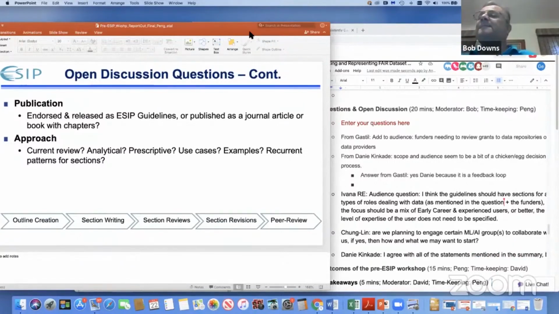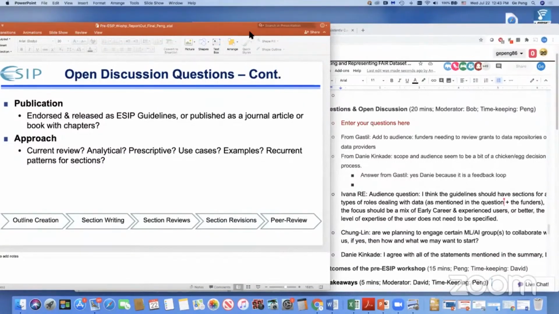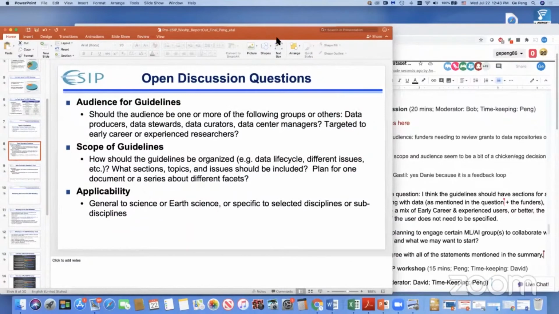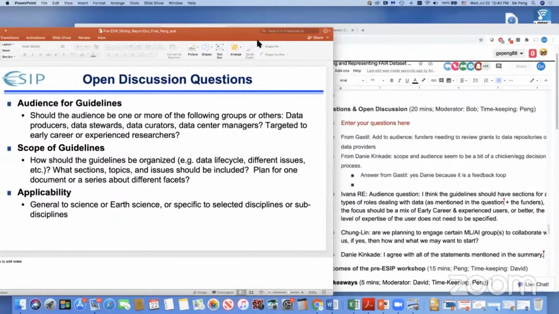Yeah. And I would just add too that in terms of your early career versus senior career researcher, I would think that anybody that's producing the data sets would be a target audience there, regardless of what career stage they are.